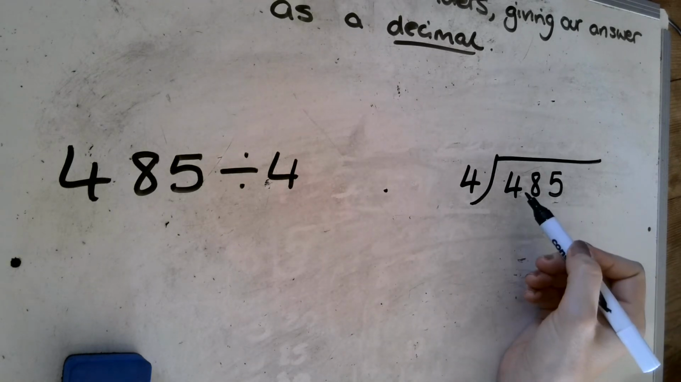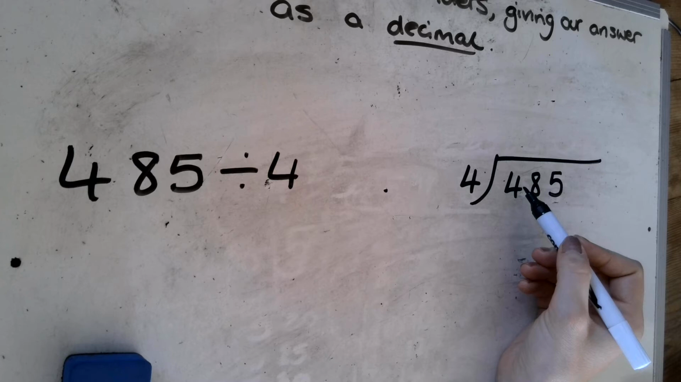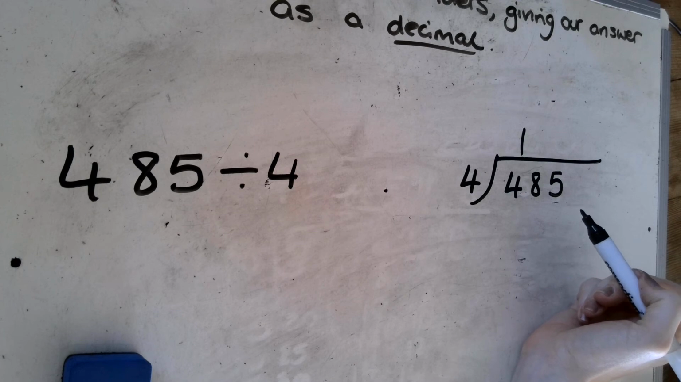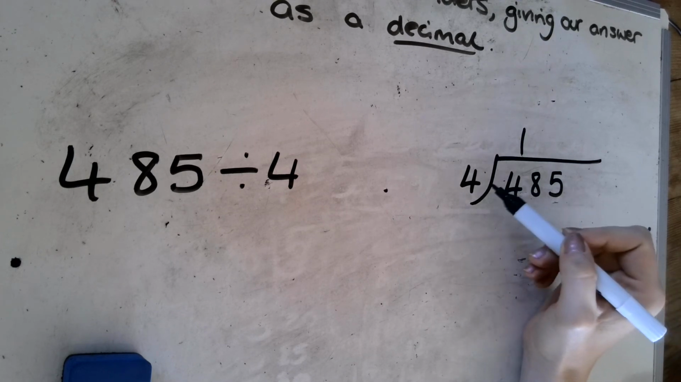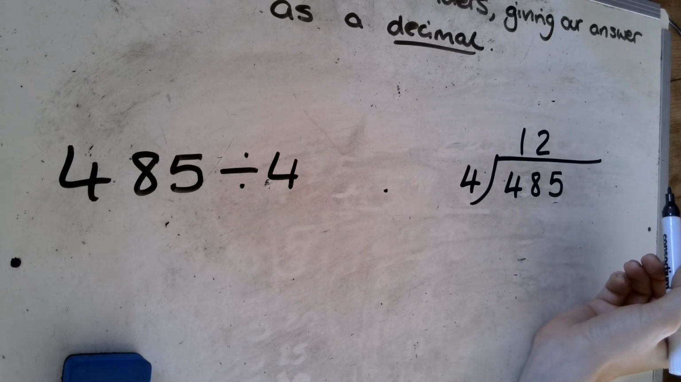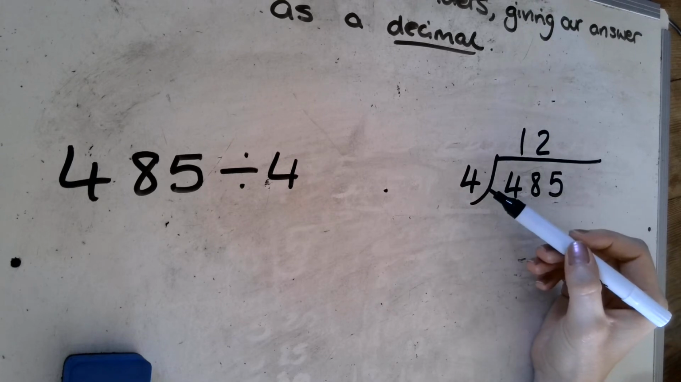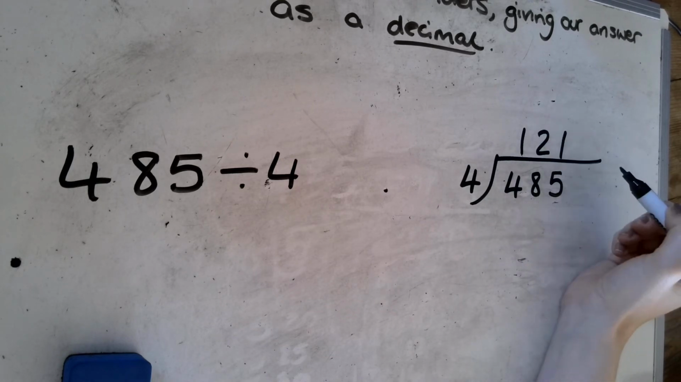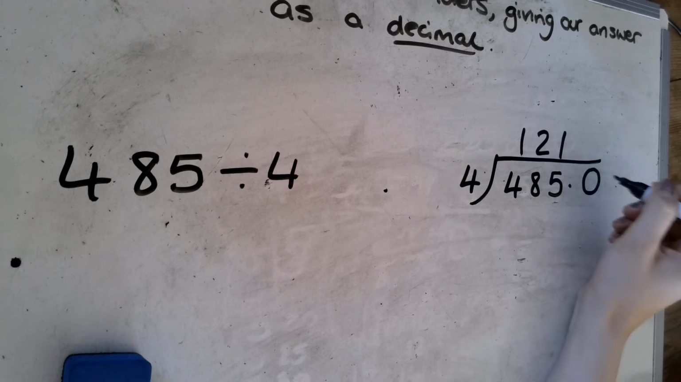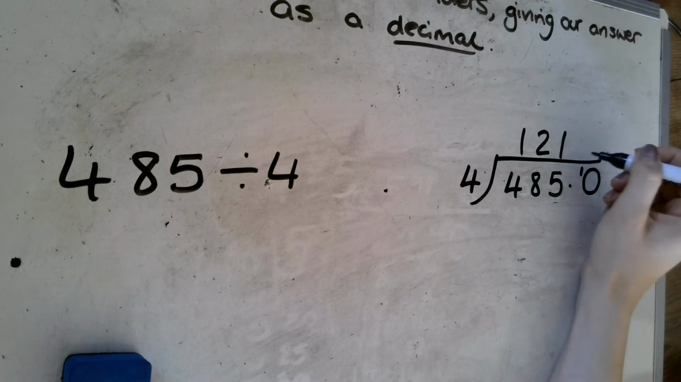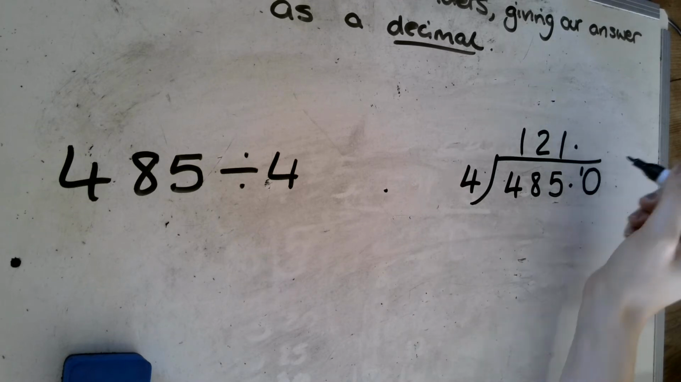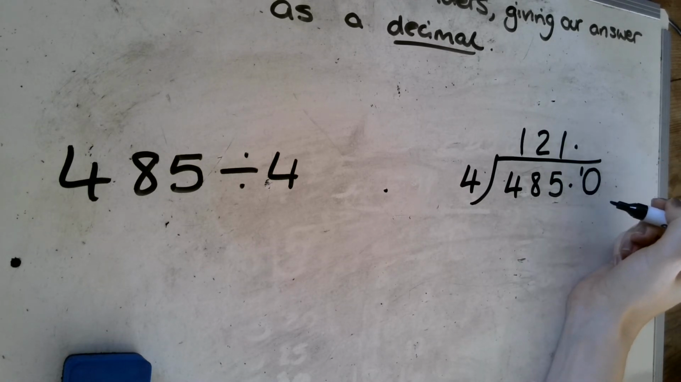So I'm going to start with my hundreds digit. 400 divided by 4 is 1, and that divides quite nicely, so I'm going to move on. 8 divided by 4 is 2, no remainder, I'm going to move on. 5 divided by 4 is 1. Now there's 1 remainder, so I'm going to add my decimal point and my 0 and write my 1 remainder here. Don't forget your decimal point in your answer goes above the decimal point in the digit you are dividing by. They always line up.